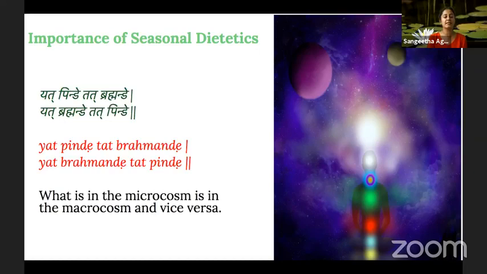And Pinda in this context refers to the living entities, i.e. you and I, the microcosm, and Brahmanda is our macrocosm that we are living in. So the essence of this verse is that whatever exists in the macrocosm also exists within us, and whatever exists within us can also be found in the universe at large. This is a very profound statement. What this is telling us is that we are a tiny replica of the universe.